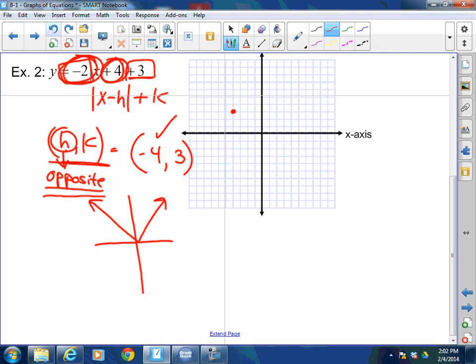So down 1, 2 over 1. Go back to the vertex. Down 1, 2 over 1 to the left. And now you have your perfect V-shaped graph.